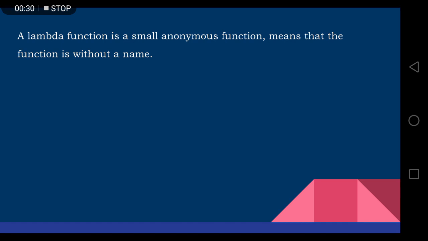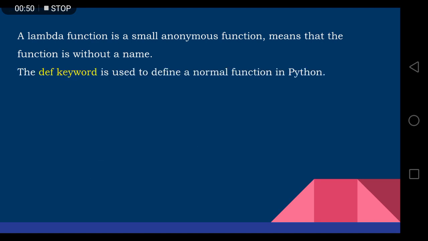Let us see the definition. A lambda function is a small anonymous function, meaning the function is without a name. Normally, we define a function using the def keyword with the function name. But this lambda function does not have a name. It is anonymous. That means it has no name. Then how will it be done?